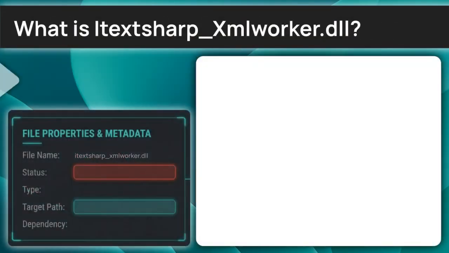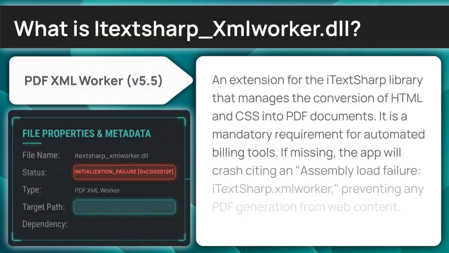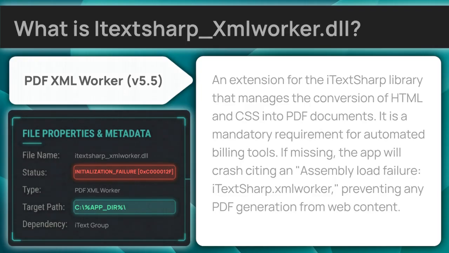This is the iTextSharp.xml Worker, an extension for the iTextSharp library that manages the conversion of HTML and CSS into PDF documents. It is a mandatory requirement for automated billing tools. If missing, the app will crash, citing an assembly load failure, iTextSharp.xmlworker, preventing any PDF generation from web content. With that background out of the way, here is how we actually restore the missing component.